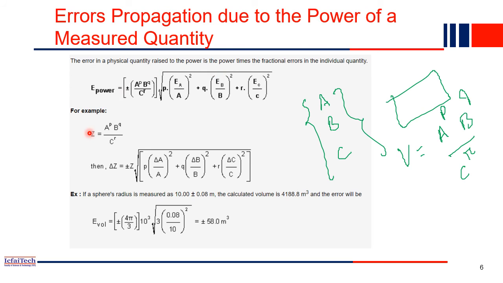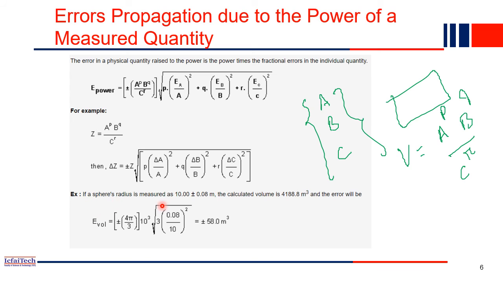For example, as I mentioned here, you want to compute some z equal to a to the power p, b to the power q, and c to the power r. In that case, the error will be plus or minus this value times the root of the sum of squares, the same as we discussed earlier. a to the power p means p into delta a, where delta a is the error in a, divided by the original a, squared, plus similarly q into the error in b over b, squared, and so on. So this is the example given.